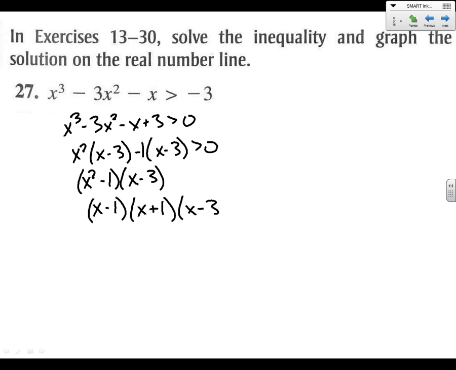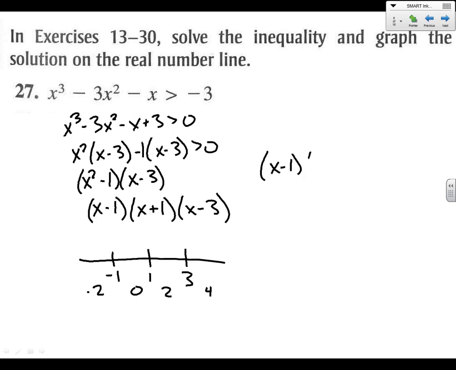x minus 3. And so 4 regions again. And from low to high, negative 1, 1, and 3. Let's go with negative 2, 0, 2, and let's go with 4 this time. All right, so we'll test from the factored form. Plugging in negative 2, we'll end up with a negative.